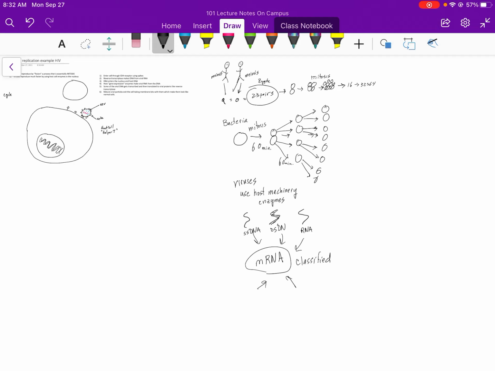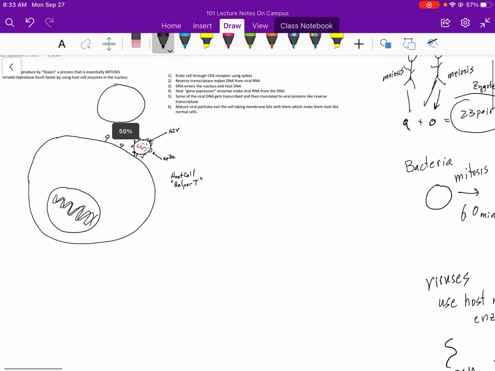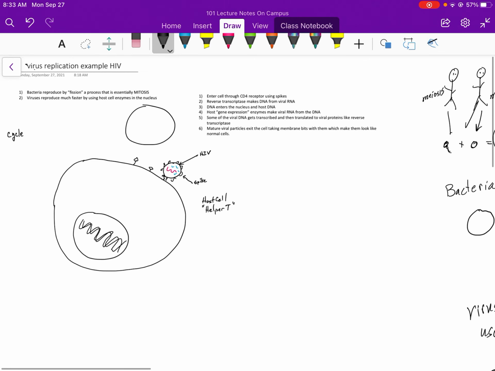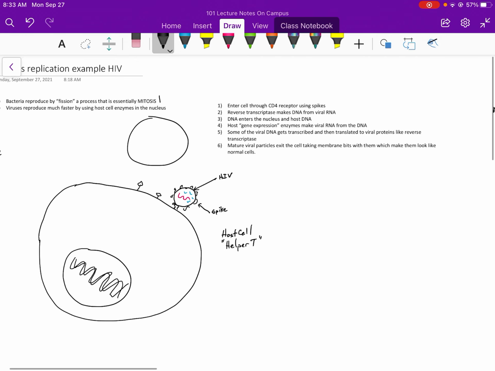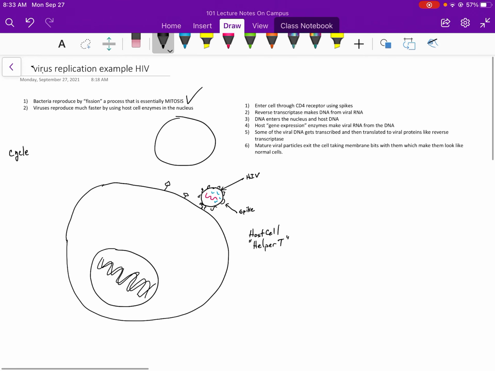So let's take a look at the life cycle of HIV. As we go into this example, I've given you this part up here, which is that bacteria reproduce by fission, and viruses reproduce much more quickly using host cell enzymes.